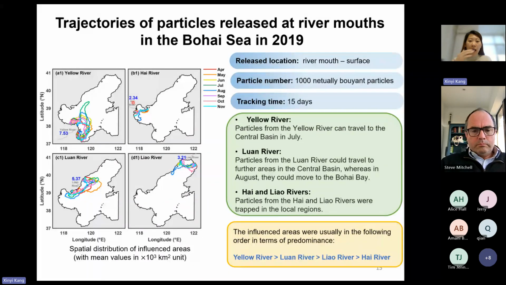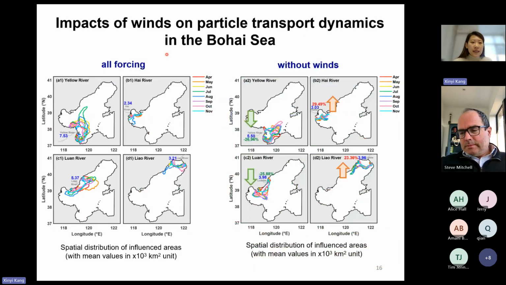So now we understand some basic particle transport characteristics in the Bohai Sea. Next, we did some sensitivity experiments to study the driving mechanism. And the first case is to turn off the winds.